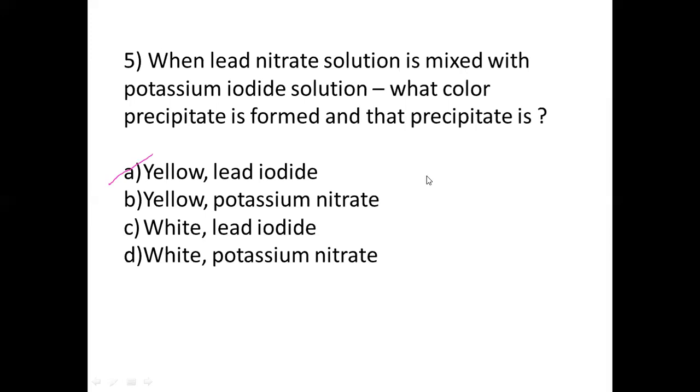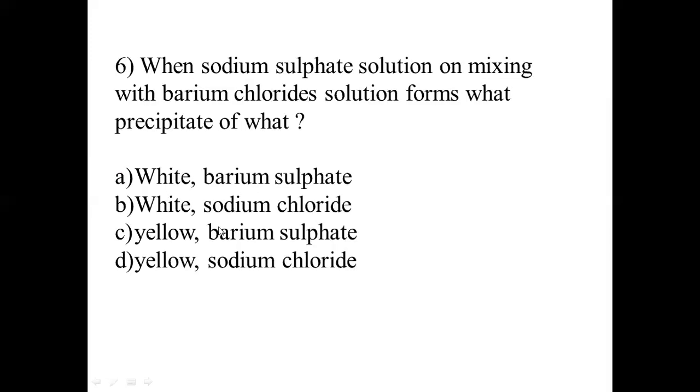Next question. When sodium sulfate solution is mixed with barium chloride solution, what precipitate of what is formed? If you mix sodium sulfate and barium chloride, you get a white colored precipitate. That white colored precipitate is of barium sulfate. So the option is A. Done. Thank you.